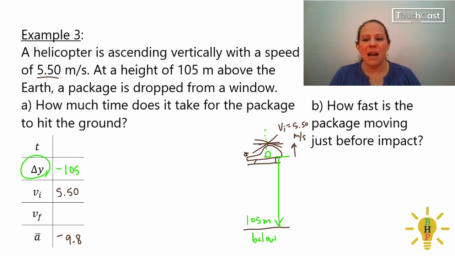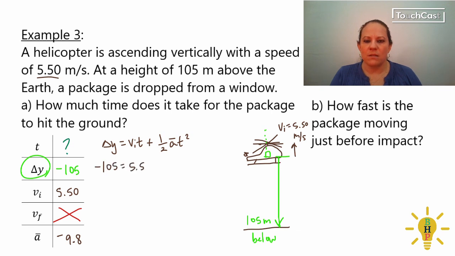And we're asked how much time does it take, so we'll put a question mark in for time. And then we can put an X through final velocity, because we're not asked about final velocity just yet. And this guides us to an equation that has time, delta y, vi, and a. So there's only one that fits the bill. Delta y equals vit plus a half a t squared. So we will make our substitutions.